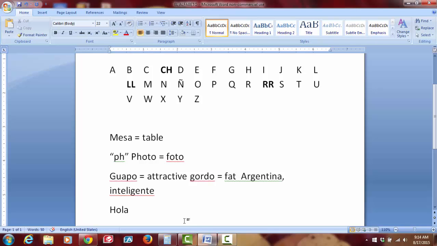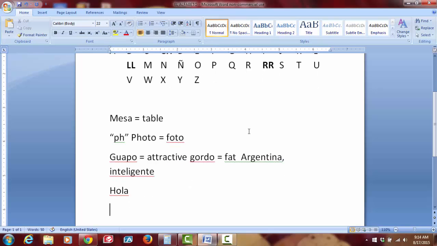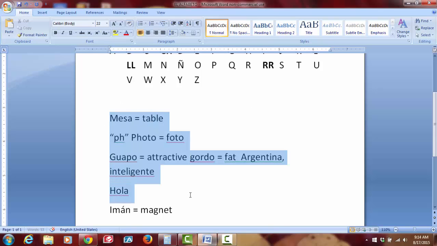Okay. All right. I. This is the English E, or it's the Spanish I. All right, and that's just how it's pronounced, like in imán, which is a magnet. All right, imán.